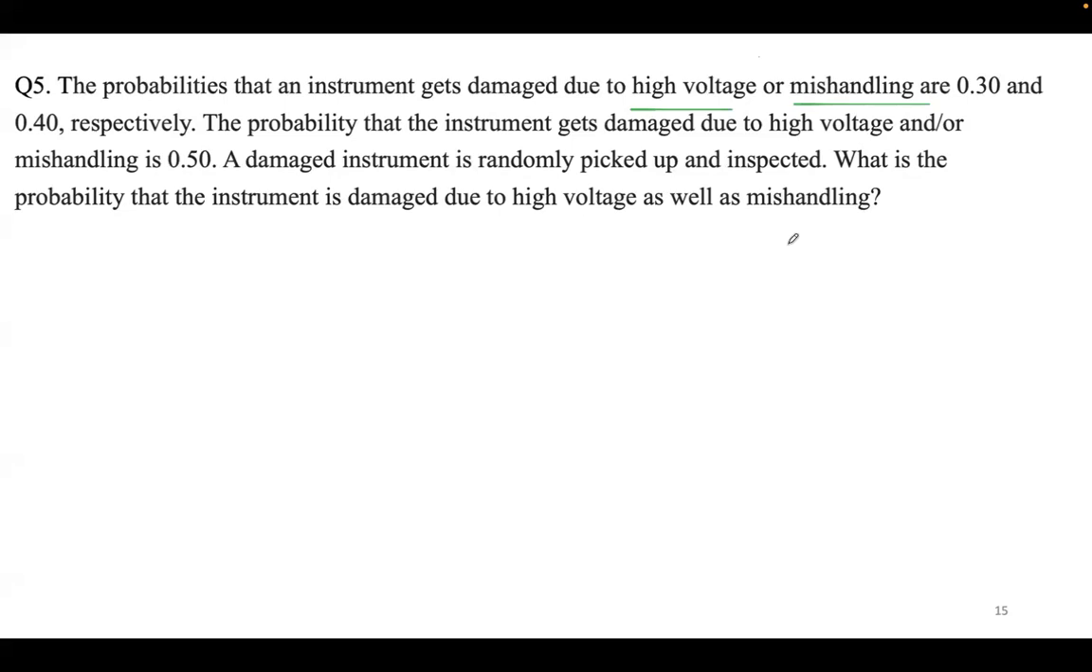Okay. Now this is a very simple question about the union and intersection formula. The main thing is you have to identify what is A, what is B, what is union, what is intersection, which of the 3 things are known, and which is the 4th thing that you have to calculate. Okay. So let's call A as high voltage. And let's call event B as damage due to mishandling. Okay. So what values do we know here?